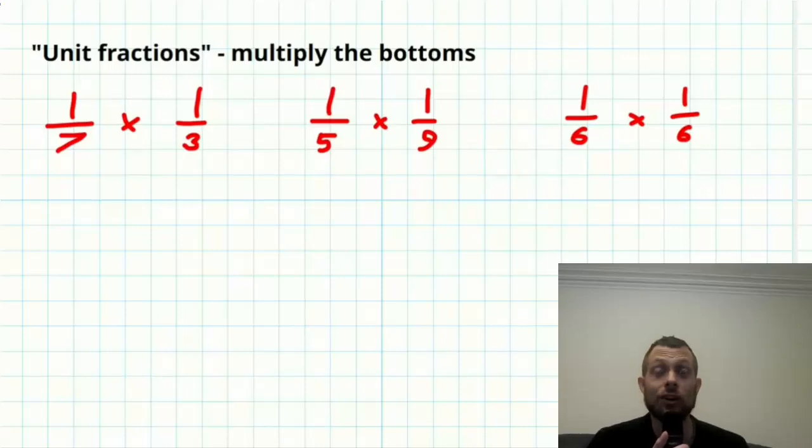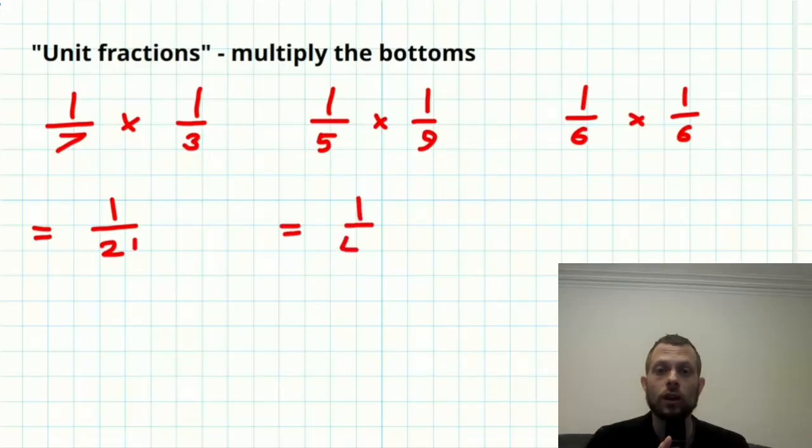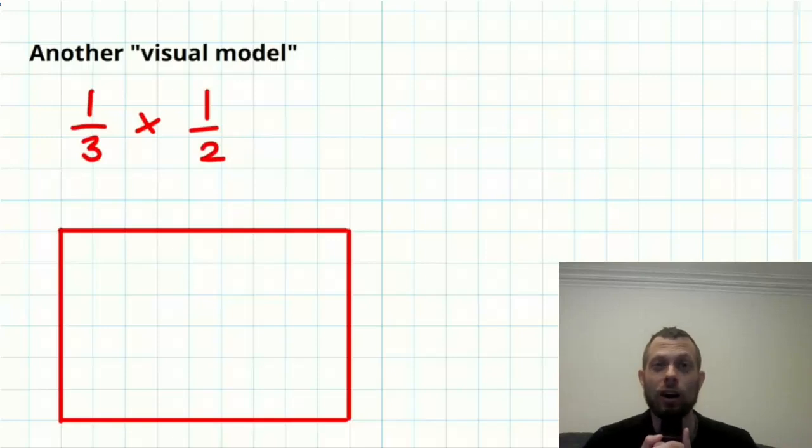So a quick check if you can manage this. Can you do them? So let's see the answers. 1/7 times 1/3 would be 1/21. I think you say 1/21, not 1/21. 1/5 times 1/9 would be 1/45, and 1/6 times 1/6 would be 1/36. So how are we getting on so far? We are gradually getting more difficult with this.